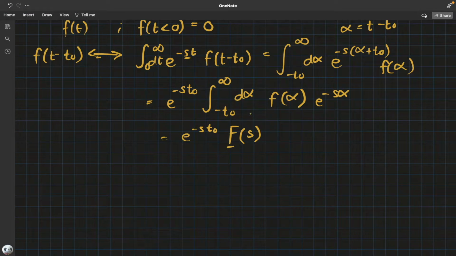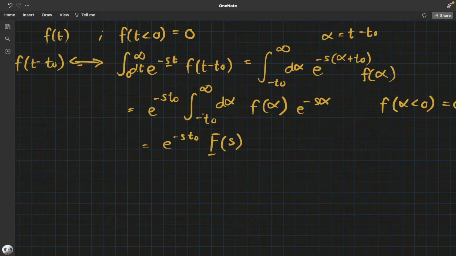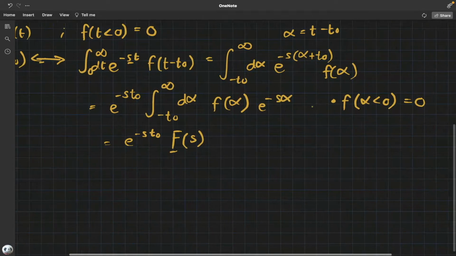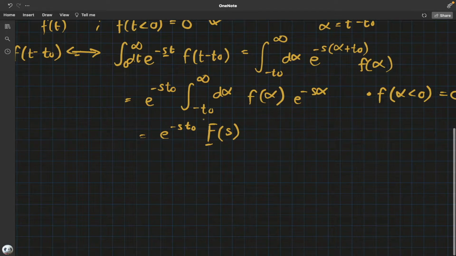Just one point I want to make: I jumped from this to that because f of alpha for alpha less than 0 is 0. So if we set t naught to be a positive constant, then the minus t naught to 0 bit is always 0 because of this condition here. That's why we wanted this to start with. So this just becomes the integral from 0 to infinity, the non-zero part, and that just gives us the Laplace transform.